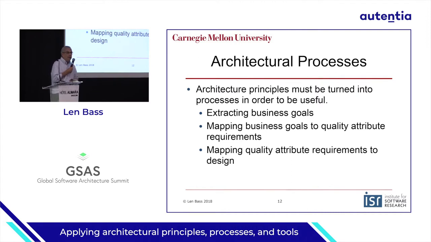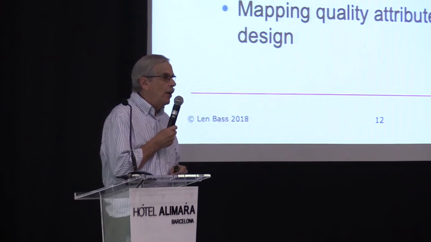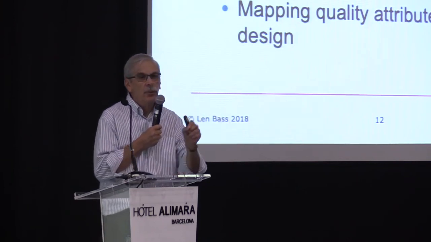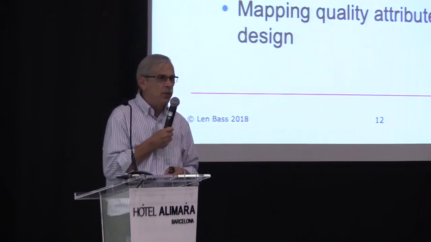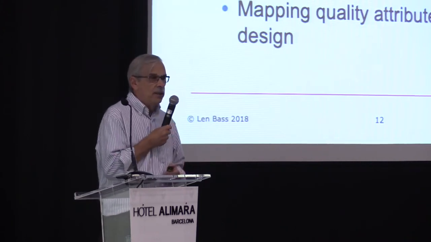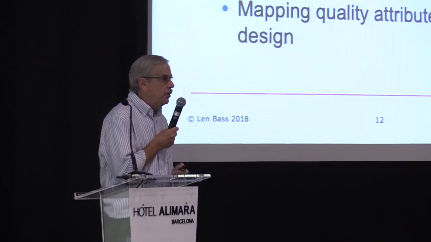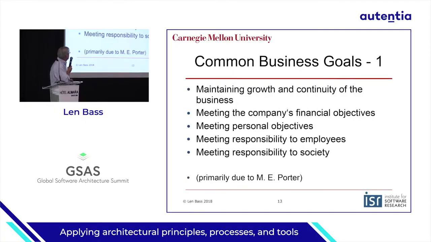Okay, so now I have a style and principles. Now I need processes. How in fact do I go from knowing what my requirements are to getting a design? How do I find out what my business goals are? How do I do all this? And so you can define processes to do that. And let me start with business goals.